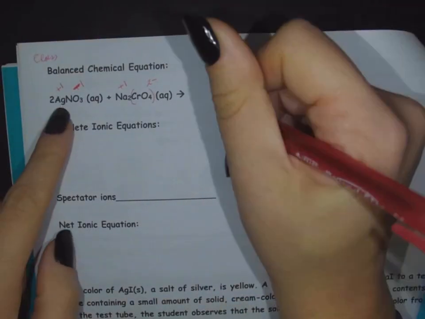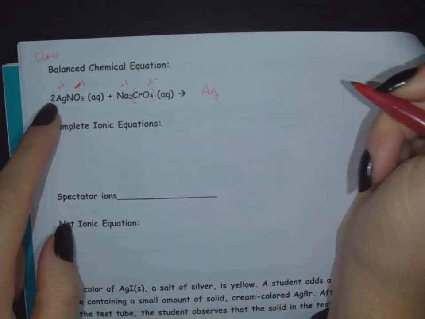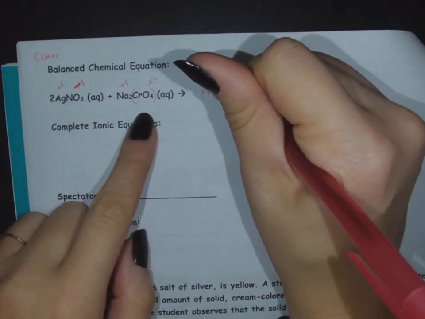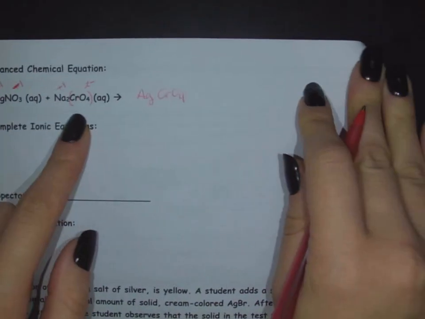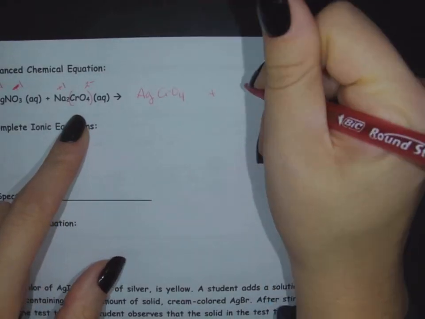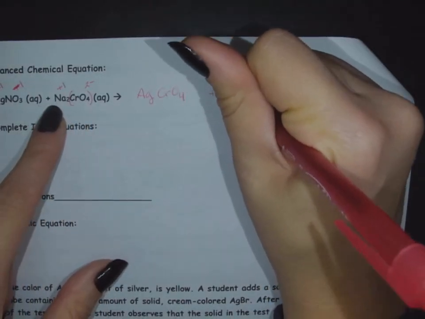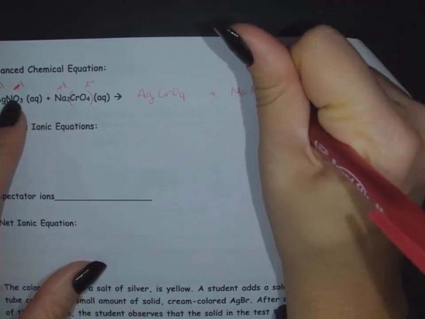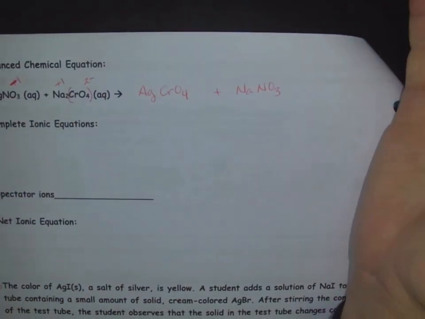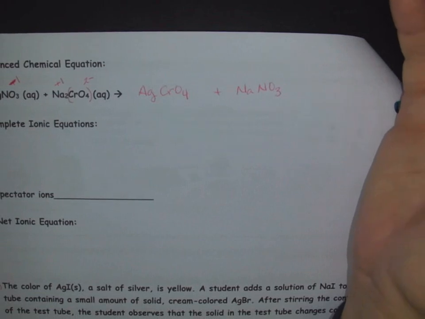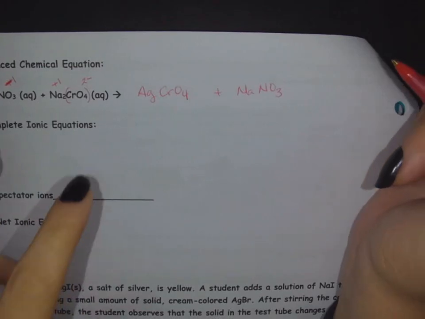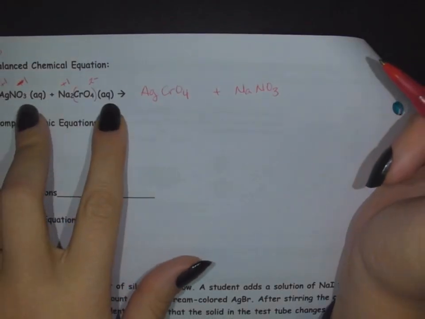So instead of the silver being with the nitrate, now the silver is going to be with the chromate. And instead of the sodium being with the chromate, now it's going to switch and it's going to be with the nitrate. So we have 2 new ionic solutions here. But which ones are soluble in water? Which ones are going to continue to be aqueous just like this guy is?